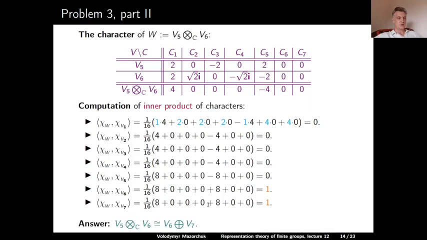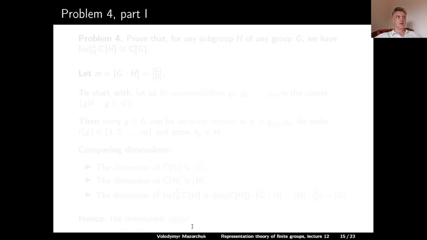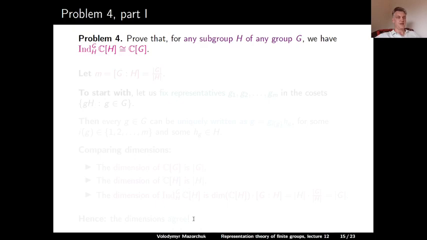But the answer to the problem is that the tensor product of V5 and V6 is isomorphic to the direct sum of V6 and V7. Problem 4. Prove that for any subgroup H of any group G, the induction from H to G of the regular H module gives us the regular G module. Let us denote by m the index of H in G.